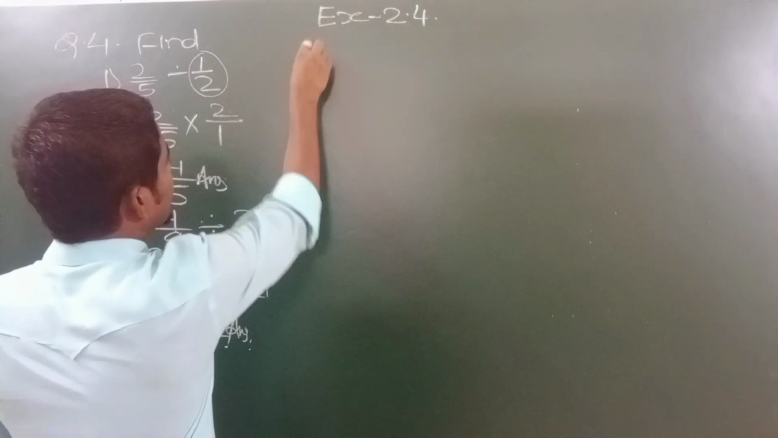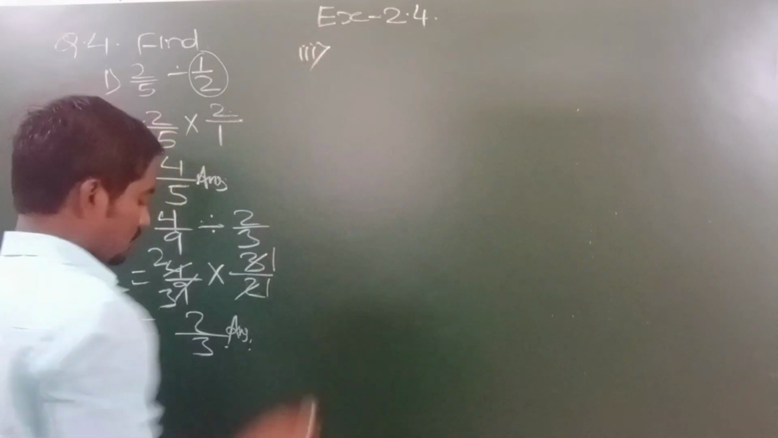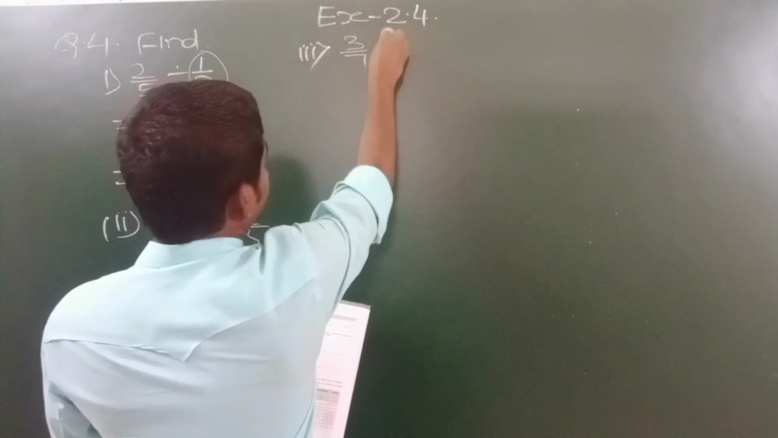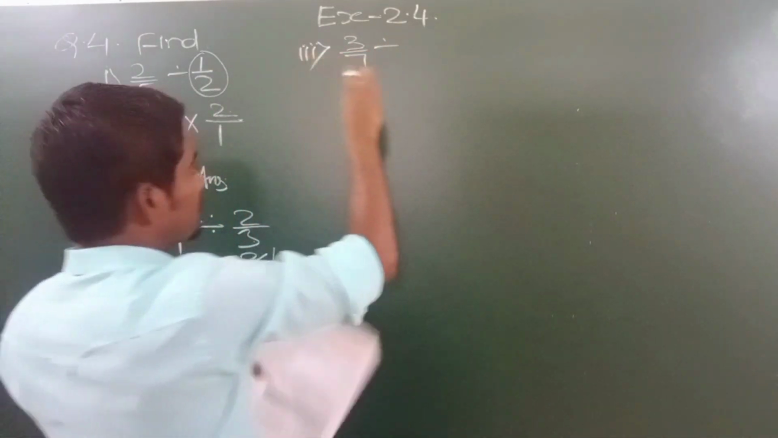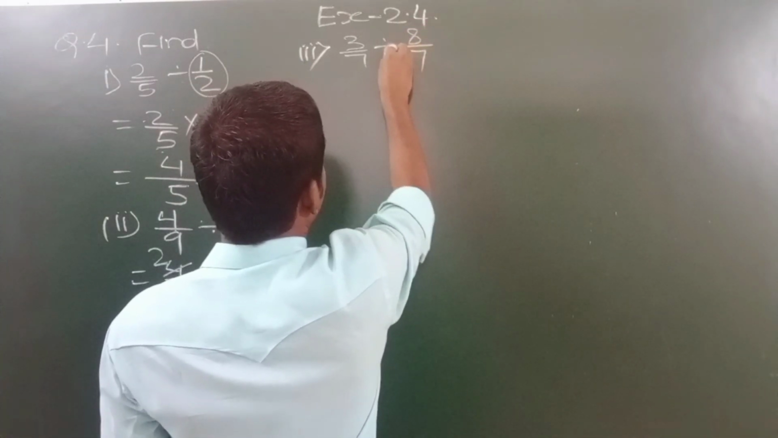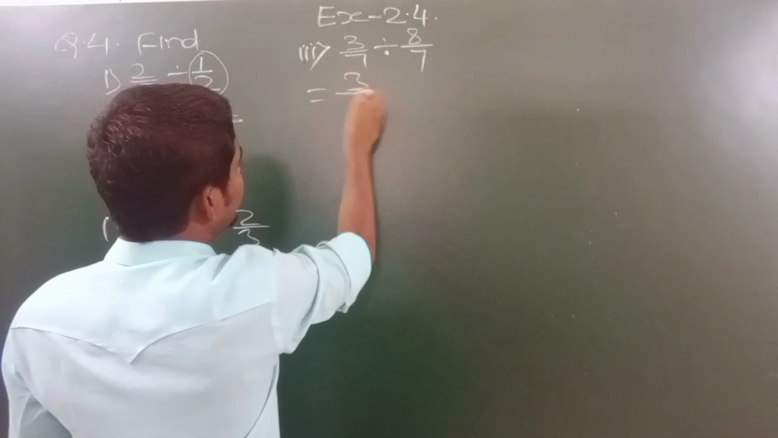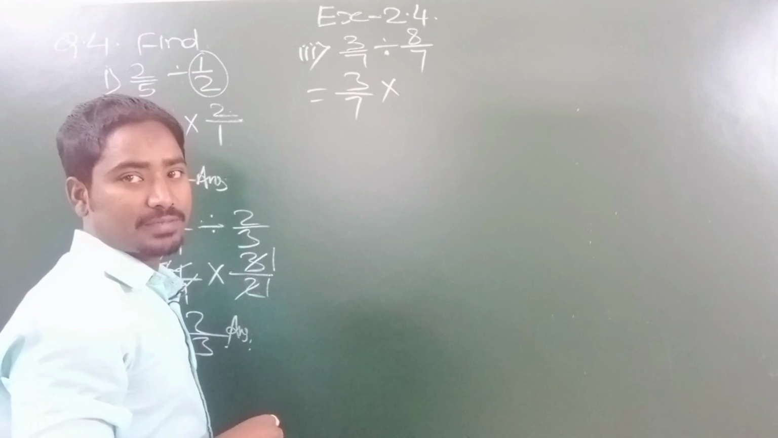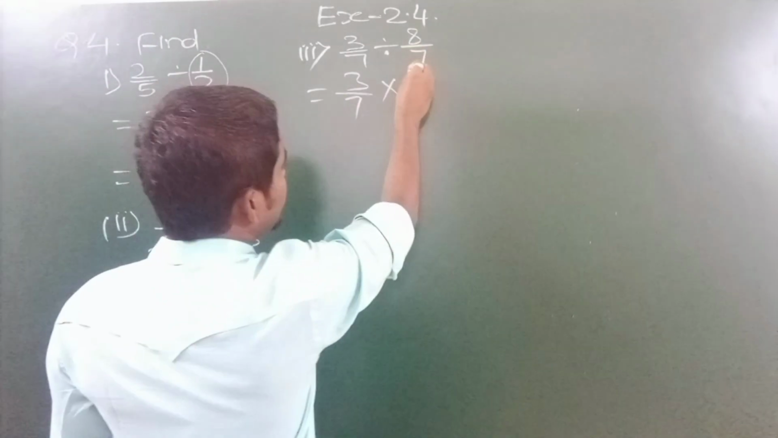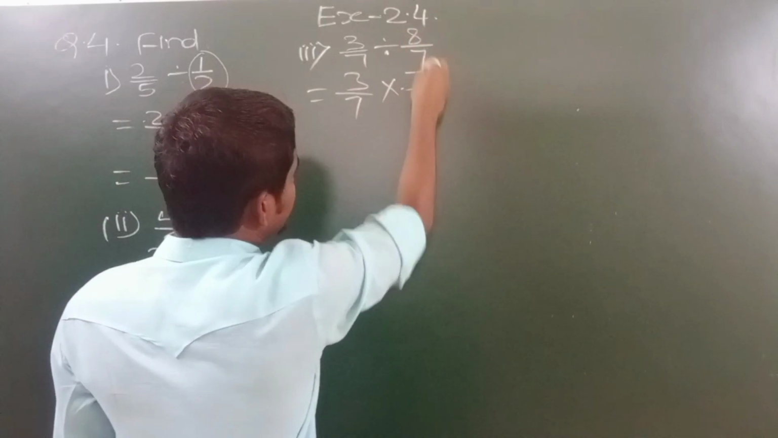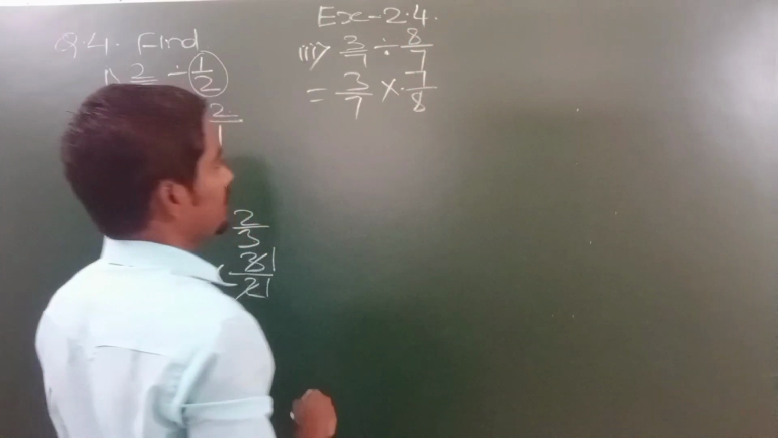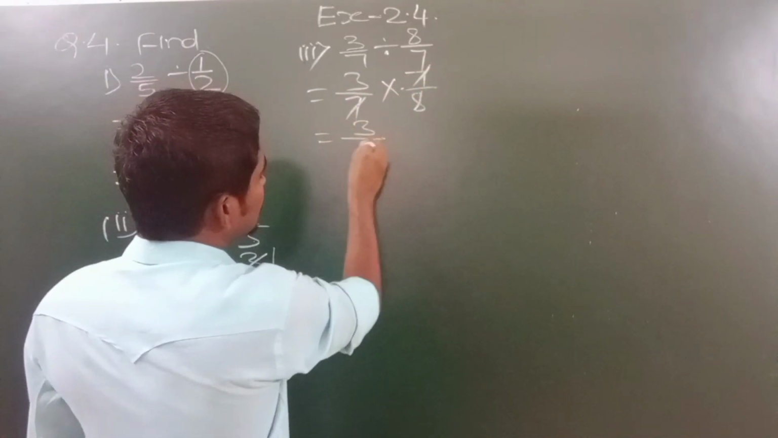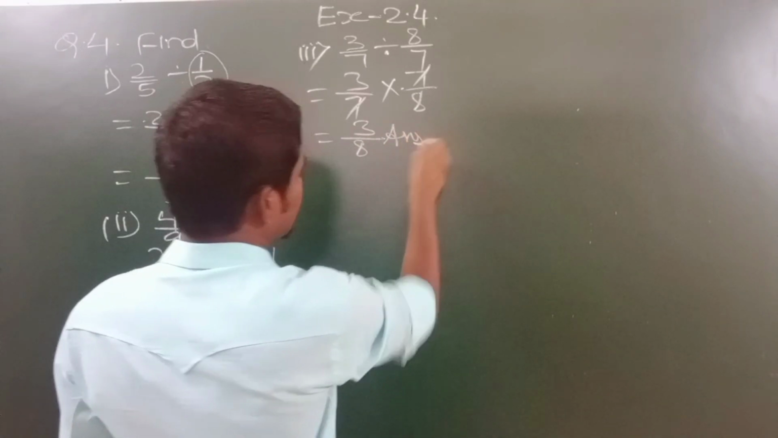Now moving to segment number 3, students. Segment number 3 is 3/7 divided by 8/7. Again the same thing: we write the first term as it is, no change. Now we replace the division sign by the multiplication sign, so it will be inverted. Previously it was 8/7, now it will become 7/8. Now find the common factor: 7 and 7, no more simplification. So 3/8 will be your final answer.